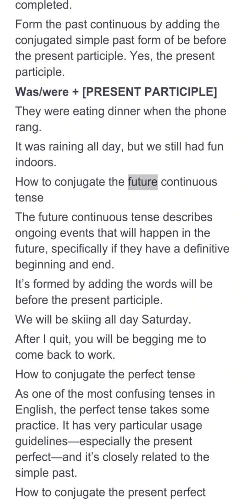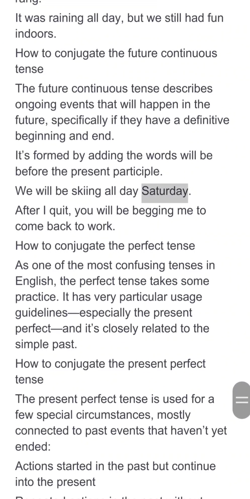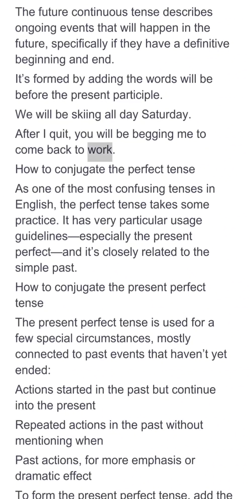How to conjugate the future continuous tense. The future continuous tense describes ongoing events that will happen in the future, specifically if they have a definitive beginning and end. It's formed by adding the words will be before the present participle. We will be skiing all day Saturday. After I quit, you will be begging me to come back to work.